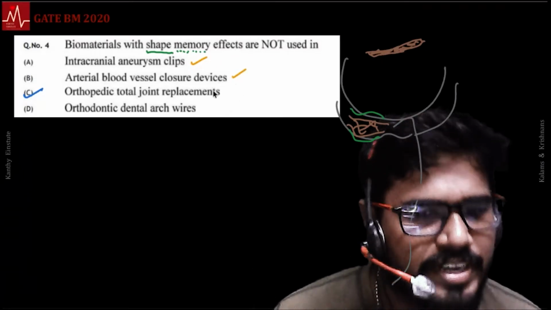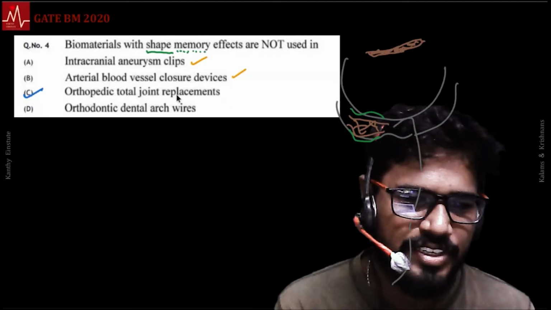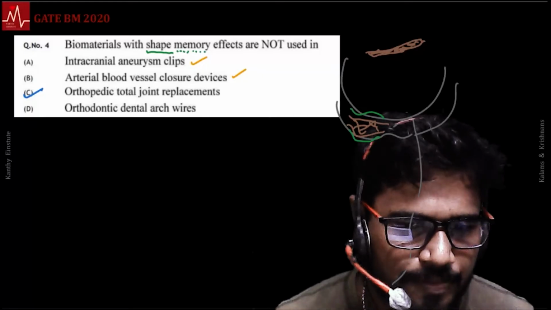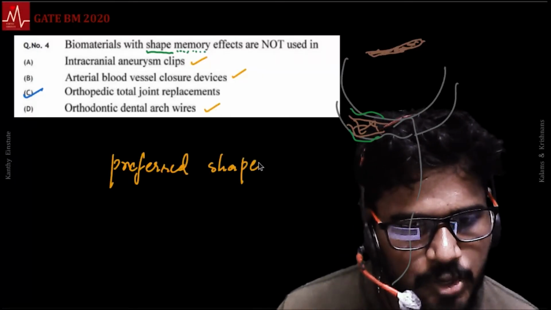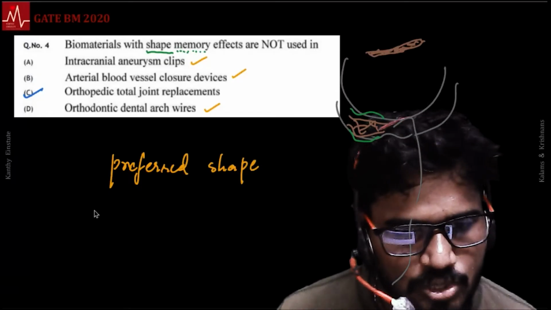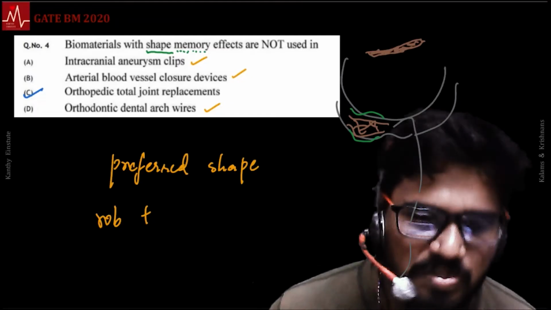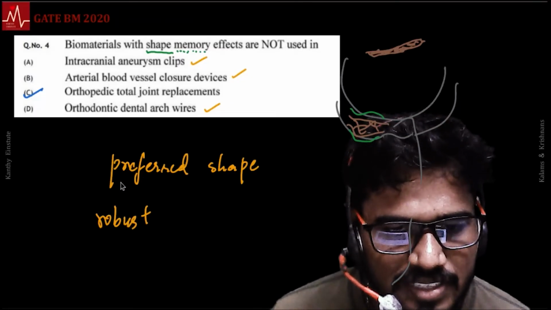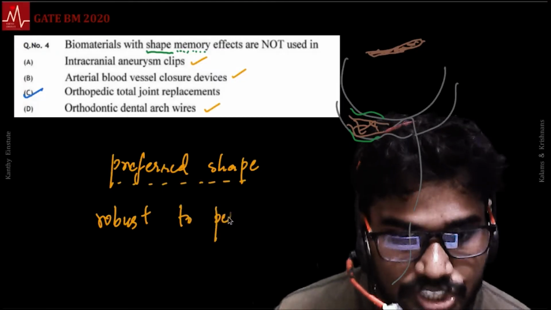This kind of gets important. Dental archwires, we know that at the end of the treatment, tooth shape should get corrected, right? There is a preferred shape, and the implant you are putting in is robust to perturbations. Robust, first, as in you crumple it, you strain it a lot, but still can get back the preferred shape. This is robust to shape perturbations.